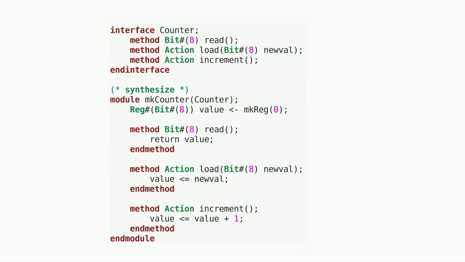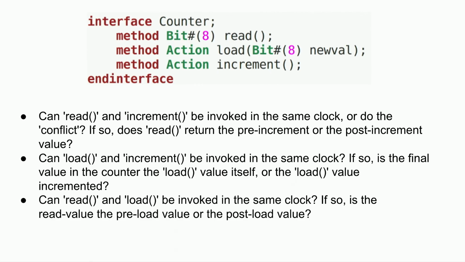So what's the semantics here? Well, there are a lot of questions you might have about how that code runs. Can read and increment be invoked on the same clock cycle, or do they conflict? And if so, does read return the pre-increment or post-increment value? Can load and increment be invoked in the same clock cycle? If so, is the final value in the counter the load value itself, or the load value incremented? And can read and load be invoked in the same clock cycle? If so, is the read value the preload value or the post-load value? These are all things that you should probably worry about with this code.